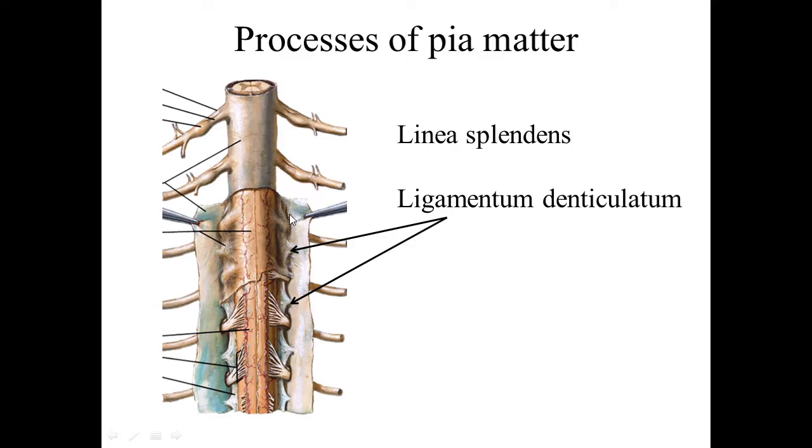Now the first pair of teeth of the ligamentum denticulatum is present at the level of the foramen magnum, and the last teeth is present between the T12 and L1 spinal nerves. So there are 21 pairs of teeth attached to the ligamentum denticulatum. So filum terminale, linea splendens, and ligamentum denticulatum are the processes of pia mater.